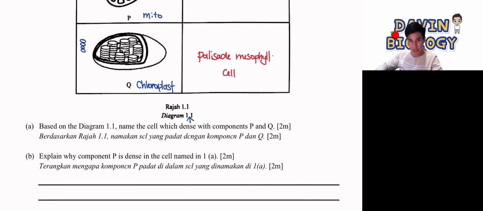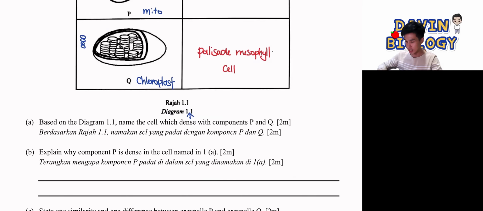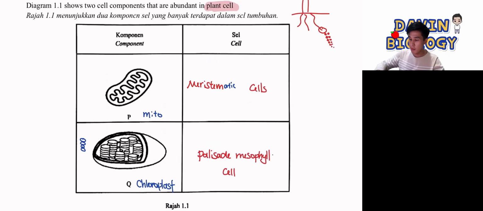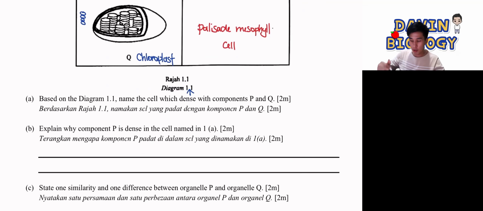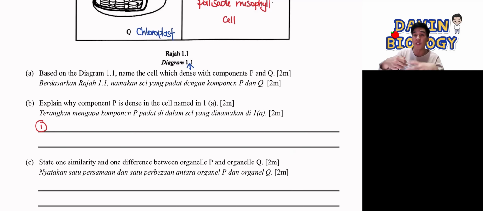Why is component P dense in the cell named in 1A? So why does meristem need a lot of mitochondria? I already taught you how to answer this kind of question. Number one, you state the function first. Just like muscle cell and sperm cell, we need energy, because it requires more energy. The energy for what? Just now already said, cell division. So to carry out cell division or mitosis also can.